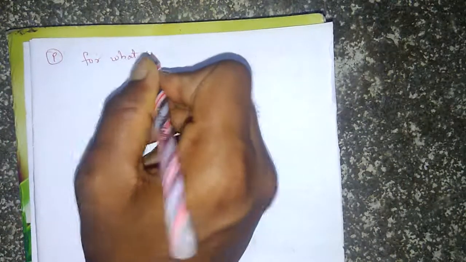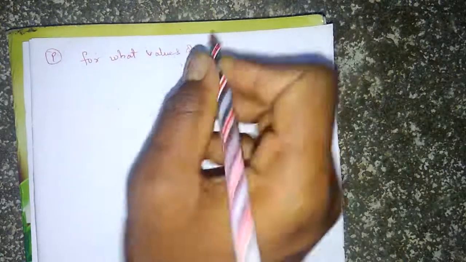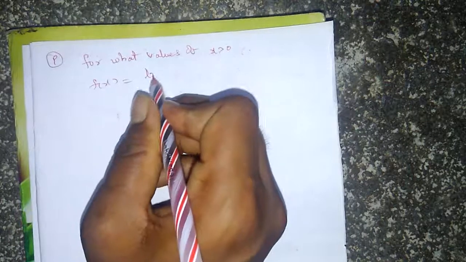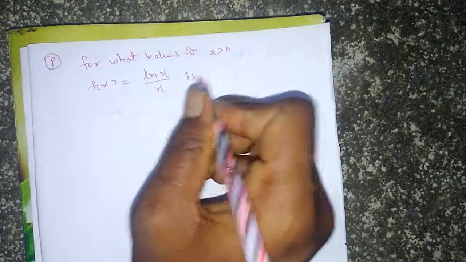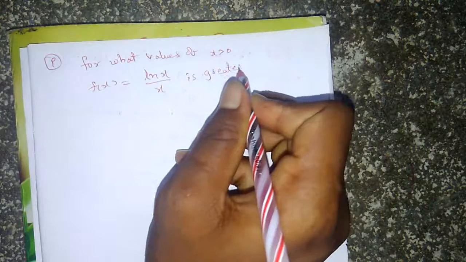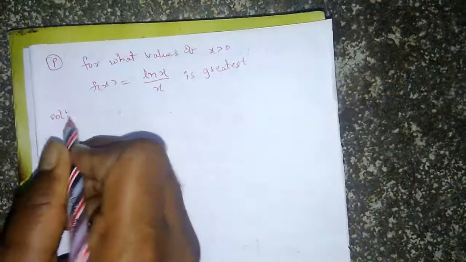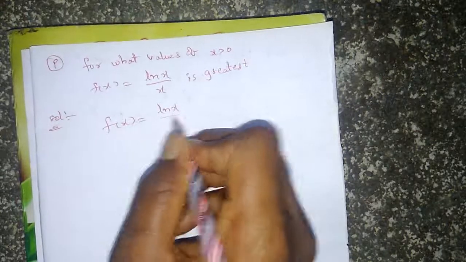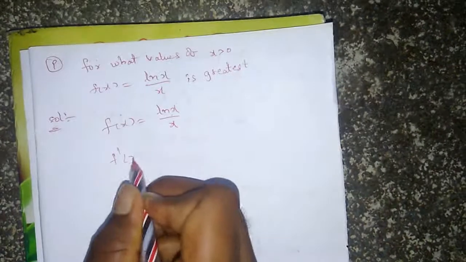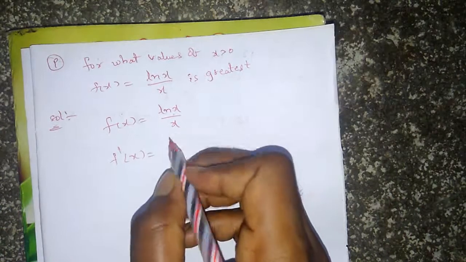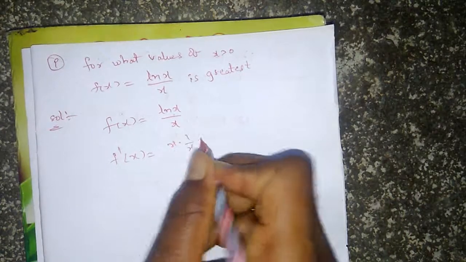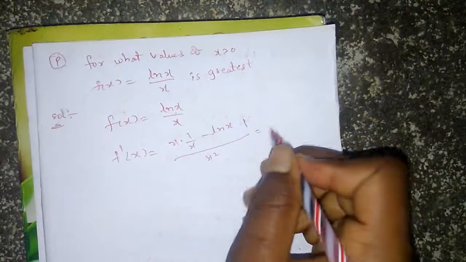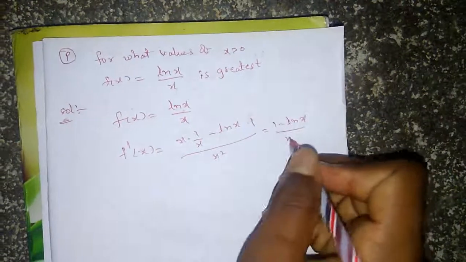For what values of x greater than 0, f of x is equal to log x by x is greatest. Here given function f of x is equal to log x by x. Find the derivative, f dash of x is equal to, apply the division rule, x into derivative of log x, which is 1 by x, minus log x into derivative of x, which is 1, divided by x square. This is 1 minus log x by x square.